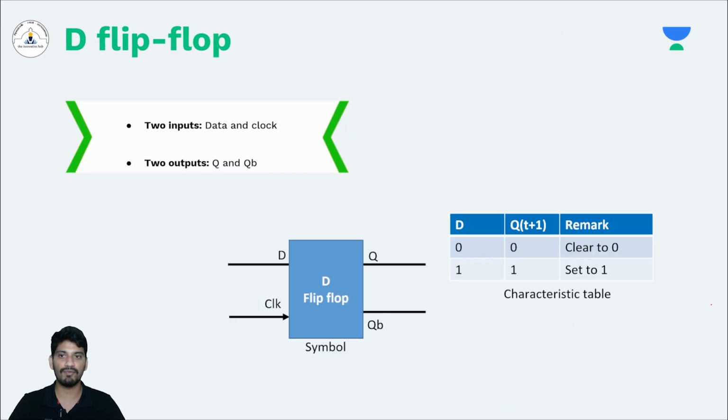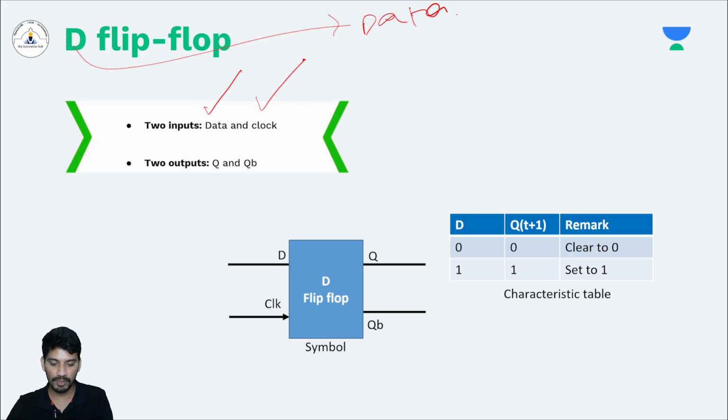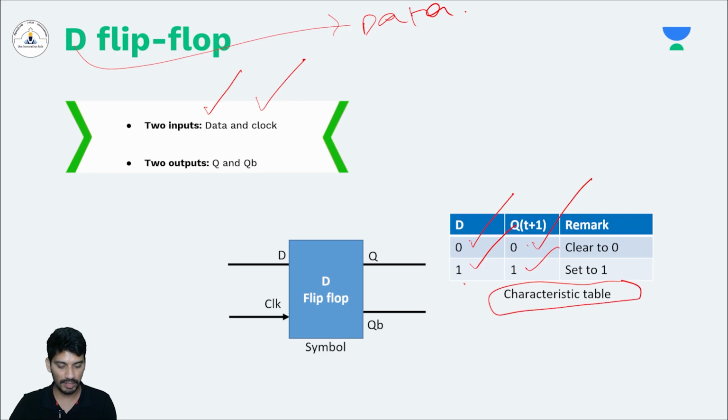Let's see what a D flip-flop is. A D flip-flop has two inputs. One input is data and the other input is clock. We will call the D flip-flop a data flip-flop. Why? Because the functionality of the D flip-flop is that whatever the data is, that will appear as the next state. If the data is 1, that will go as 1. If the data is 0, that will go as 0. As simple as that.